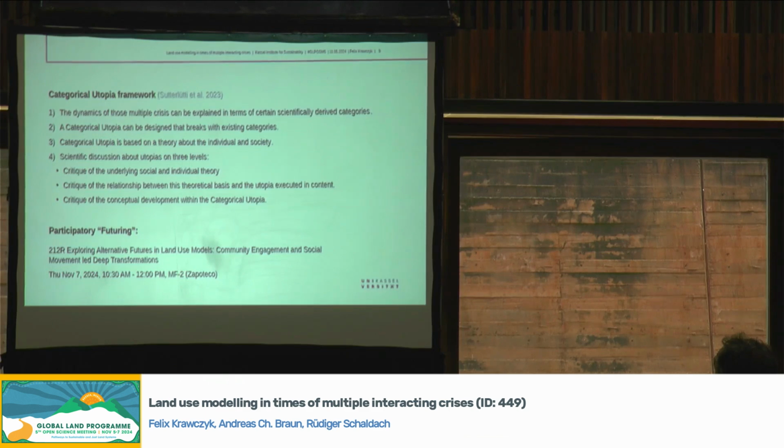And then we also need to build this categorical utopia based on a theory about the individual human, like a psychological model, and a societal model. And then we can have a really good scientific discussion on these things, because we can critique the underlying social and individual theory. We can say humans are not like that, so your results are not good. Or we could critique the relationship between the theoretical basis and the utopia that we think of. For example, with that assumption about humans, we cannot get to that utopia. Or we can also critique the problems of the inner logic in the categorical utopia.